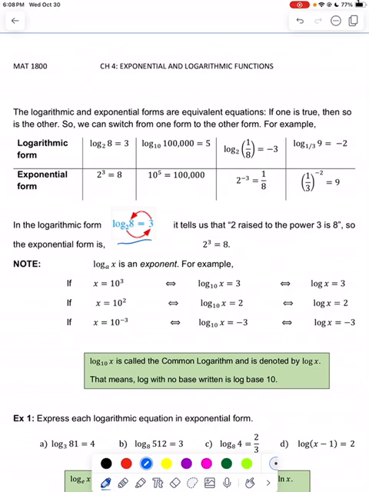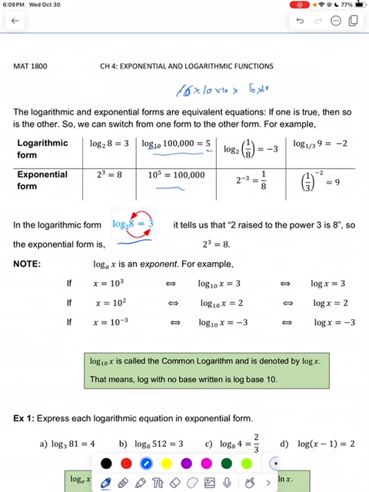Okay. Log base 10 of 100,000 is equal to 5. So how will you write it in exponential form? 10, which is the base here, raised to the exponent, which is the 5, equal to 100,000, which is correct, right? Even if you cannot see it here, at least you should be able to see this is correct. Because 10 to the 5 means 10 into 10 into 10 into 10 into 10, 5 times. When you multiply 10 5 times, you get 100,000.